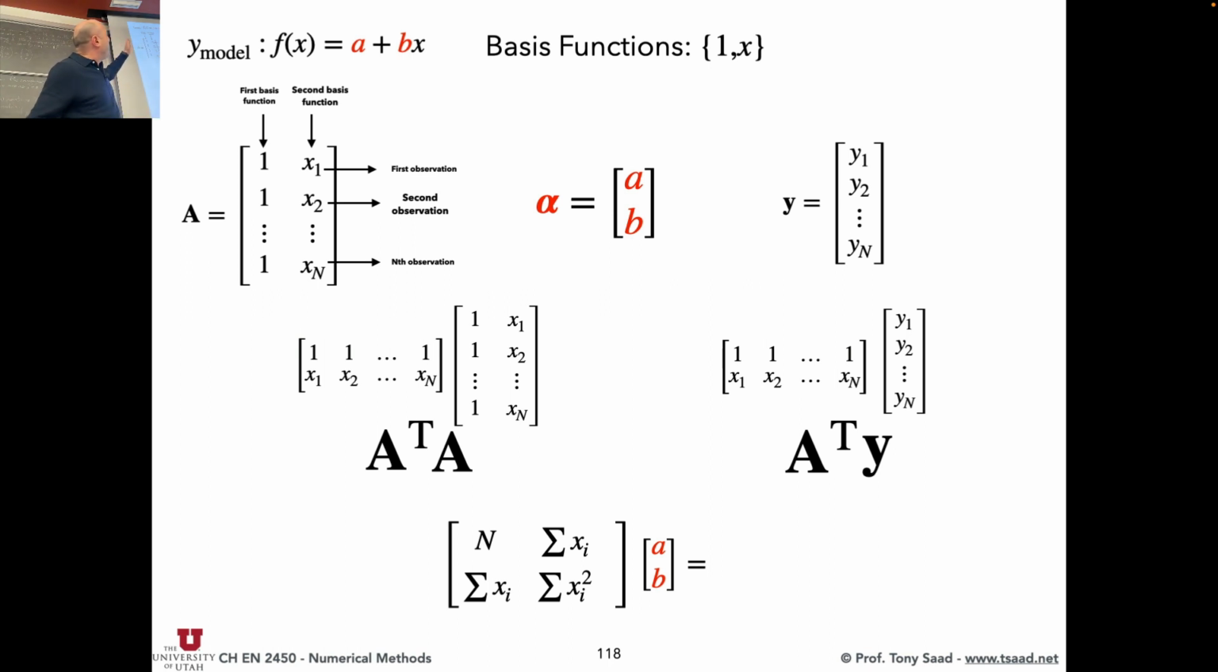So remember, this is for the straight line. We're going to repeat the same thing, but for a quadratic. So you have plus cx squared up there, and you're trying to find a, b, and c.